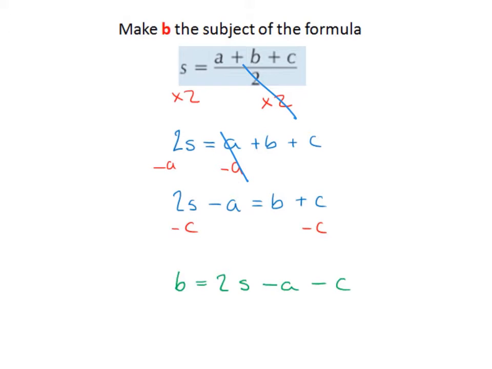And then I just need to get rid of the plus C. So I'm going to minus C, and if I minus C on the right, I must minus C on the left. So I end up with B equals 2S minus A minus C. The order of these does not matter. Alternatively, I could have made S to be S over 1 and cross multiplied and then rearranged.